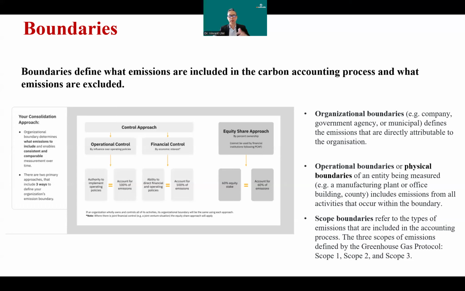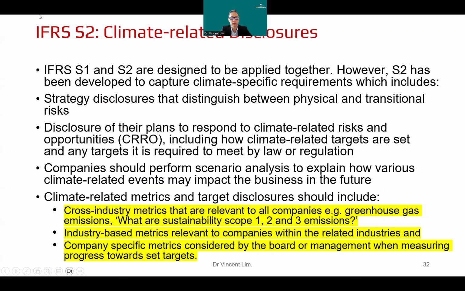So that is a problem, right? And there are three ways to solve this: operational control, financial control, and equity share. If you have operational and financial control, 100% of that is yours. But if you have an equity share, the percentage of equity is the greenhouse gas that you will have to write in your books or in your report. Operational boundaries are the physical boundary. Then scope boundary. Scope boundary is basically 1, 2, and 3.